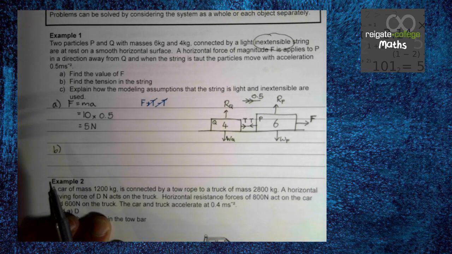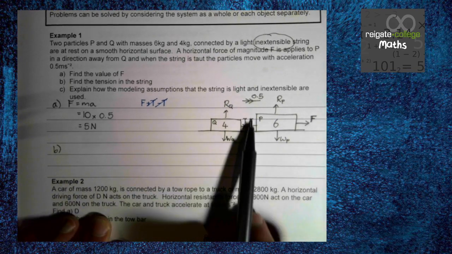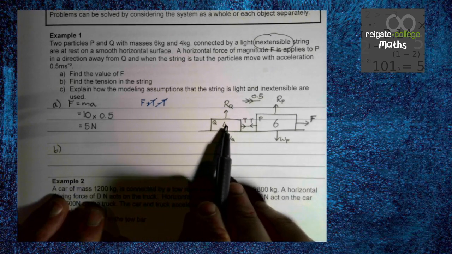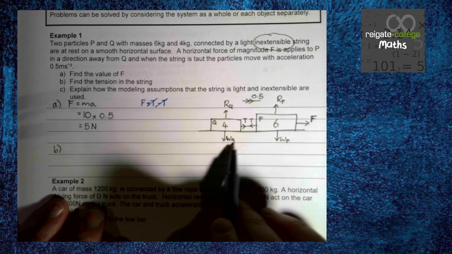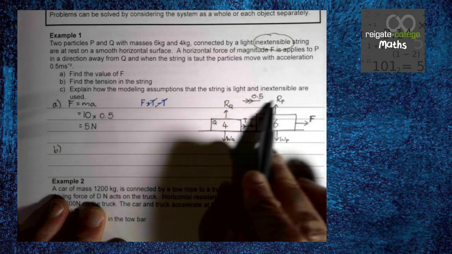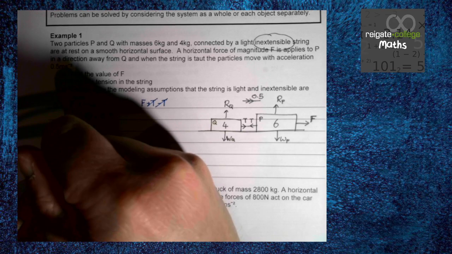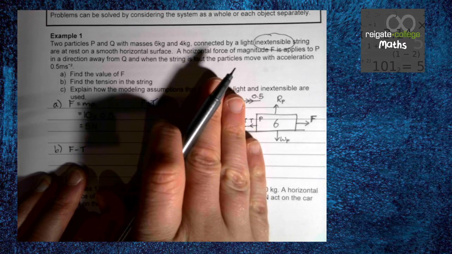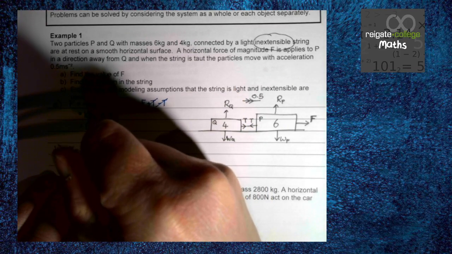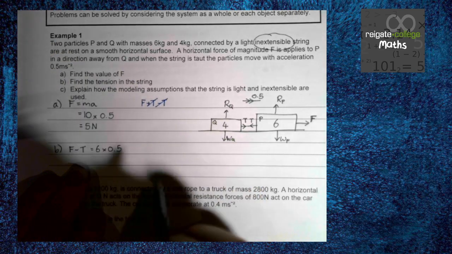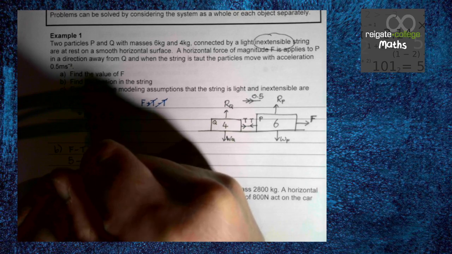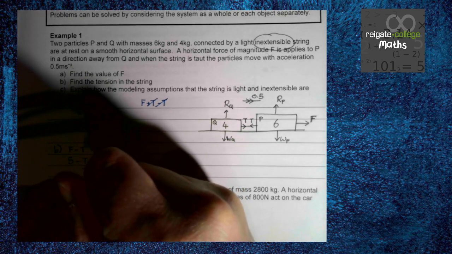Now we want to find the tension. What we're going to do is consider exactly one of the blocks. So I know here, for instance, this one, that F equals ma. So the forces, F minus T, because I'm now ignoring Q, is going to be equal to 6 times 0.5. We know what F is. So T is 2 newtons.